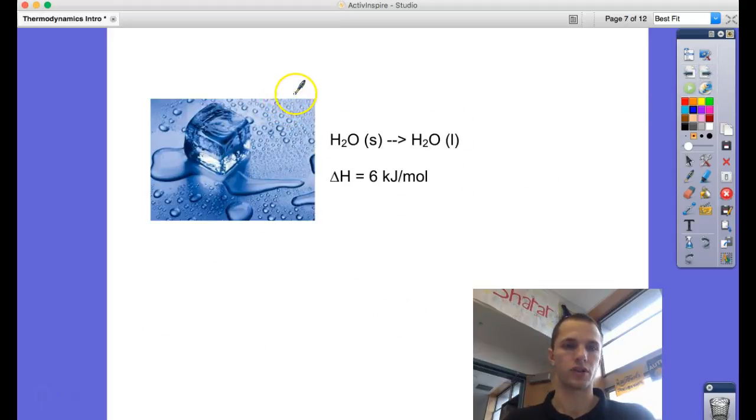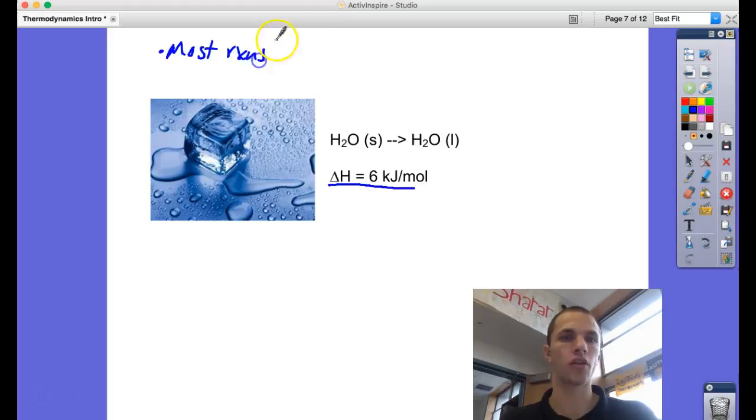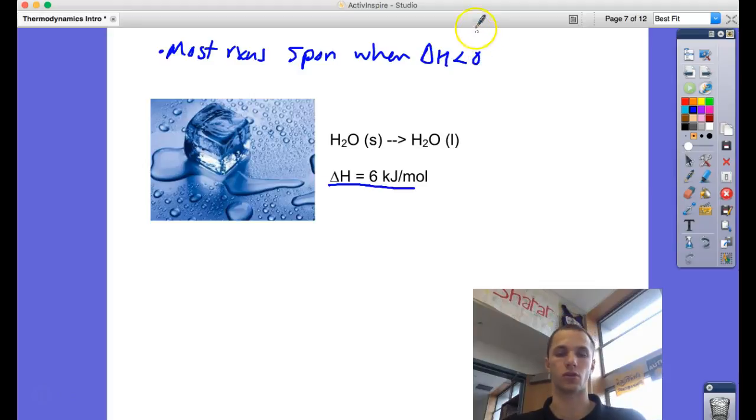So for example, if we consider water, solid water will turn into liquid water, and the enthalpy of that reaction is 6 kilojoules per mole. Now usually, most reactions are thermodynamically favored, or spontaneous, when delta H is less than 0, exothermic. Not all of them, though. So for example, this one is a spontaneous process, despite the enthalpy being positive, greater than 0.